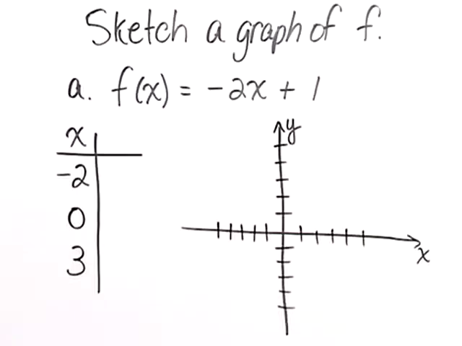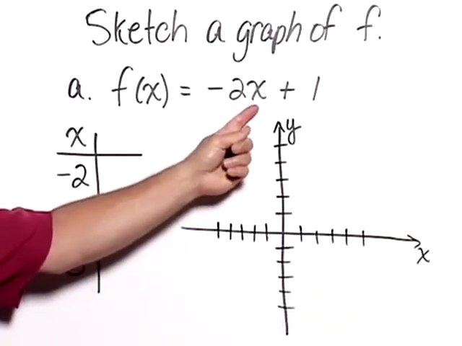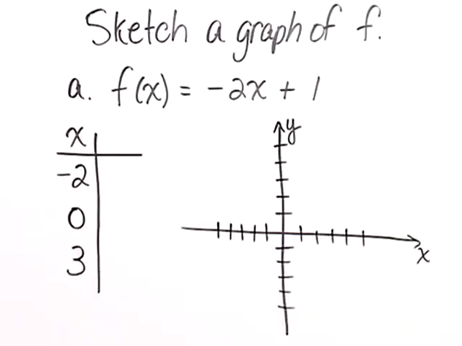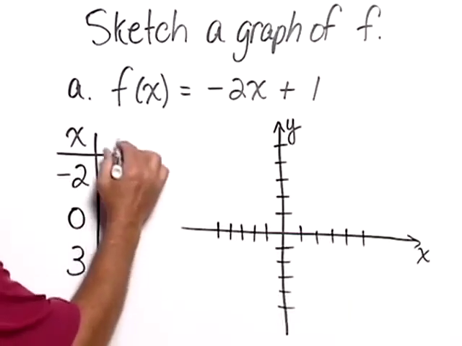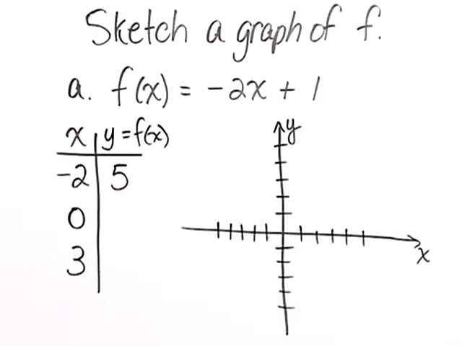Sketch a graph of f. For part A, we have f of x equals negative 2x plus 1. We'll make a table of values, and we'll select 3 points to be able to draw this graph. We're going to substitute negative 2 for x. Negative 2 times negative 2 is positive 4, plus 1 is 5. And these are our y, which equals f of x values.